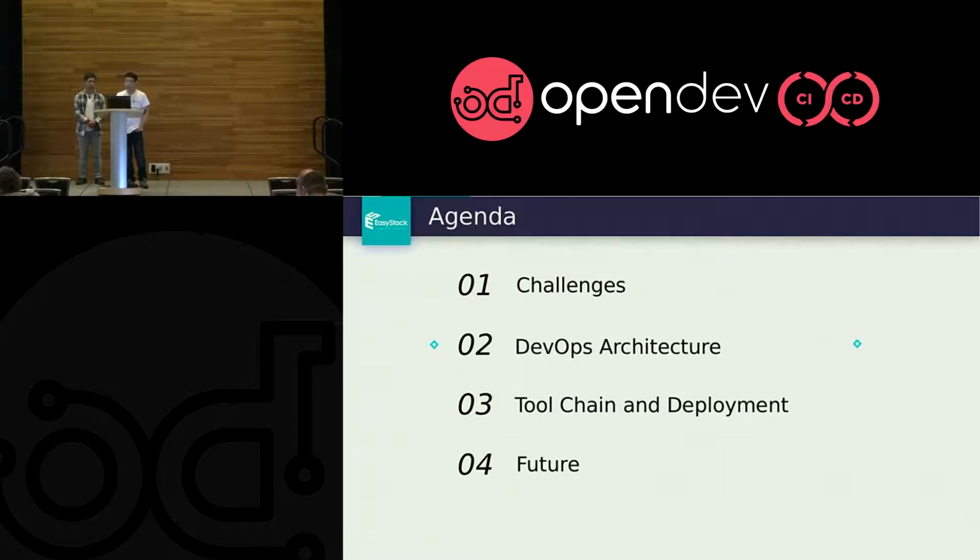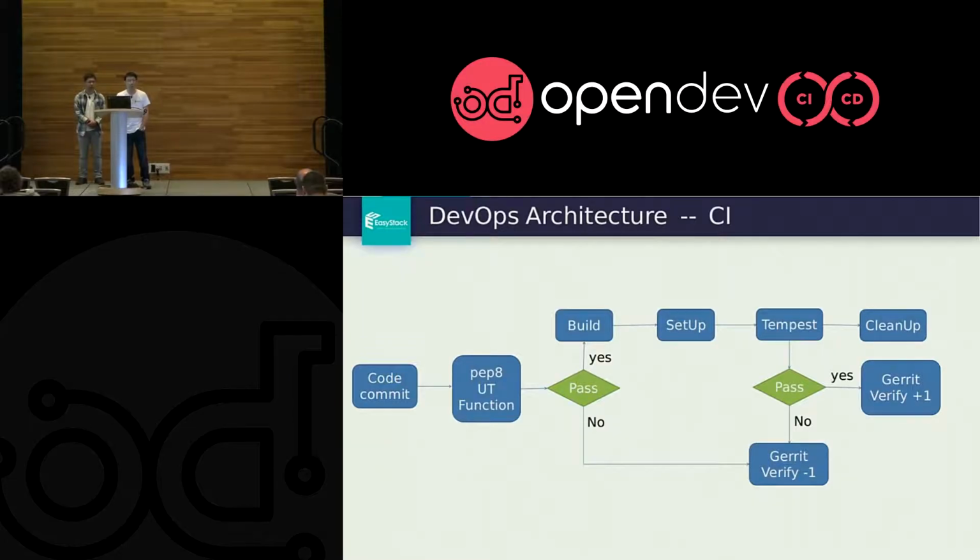Okay. Next, I will introduce our DevOps architecture. The first one will be CI, continuous integration. The same as upstream, our CI runs PEP8, UT, and functional testing. But to ensure that what we tested is the same as what we released, we need to deploy the whole thing with a minimal node set in our cloud to execute Tempest. Here, we built a tool to help us deploy. We call it OS in OS. We will talk about it later.